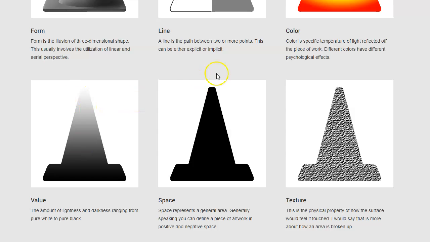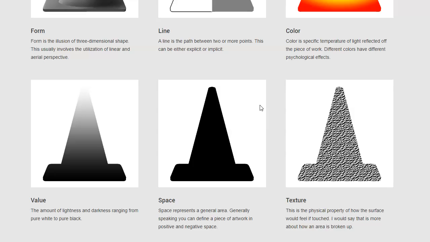Space. So when we talk about space, we usually mean the entire composition and all the elements within it. So imagine that this was just the composition. So space would not be just the shape that gets filled, the main subject matter. It also means the outside space. So this cone represents the positive space, and the white would be the negative space.